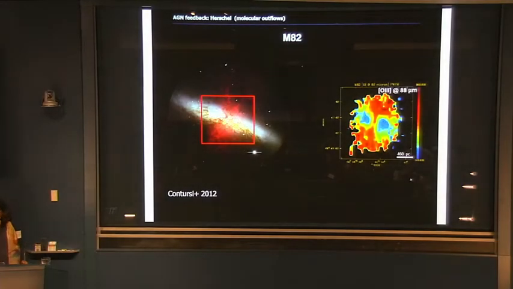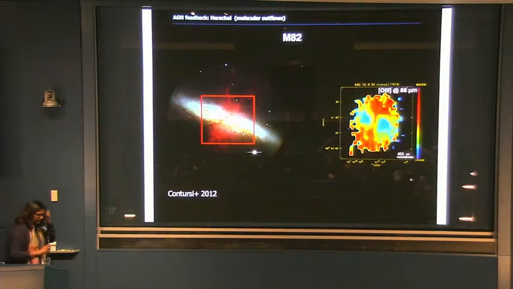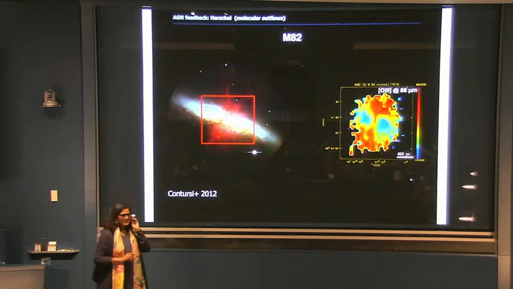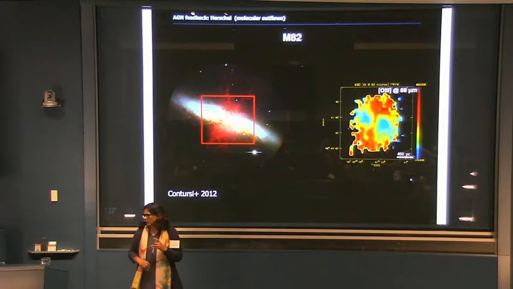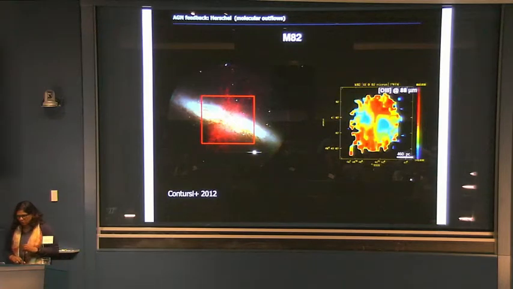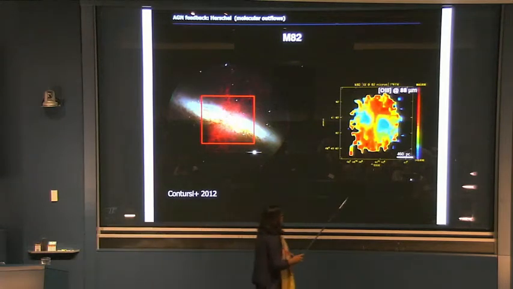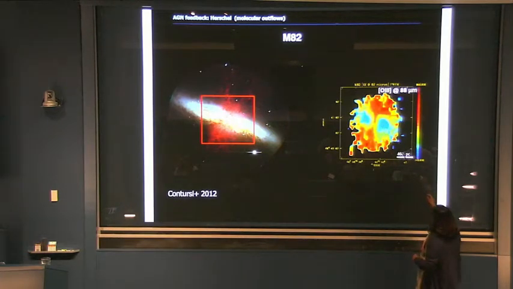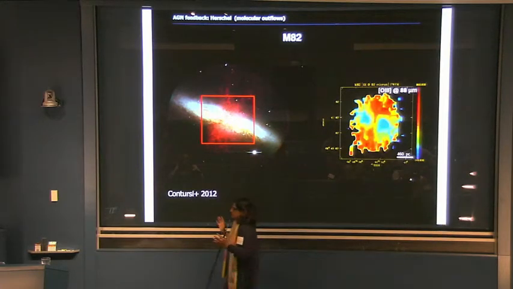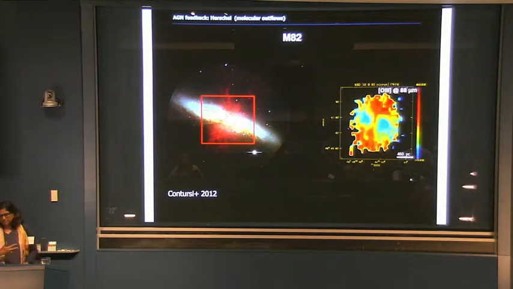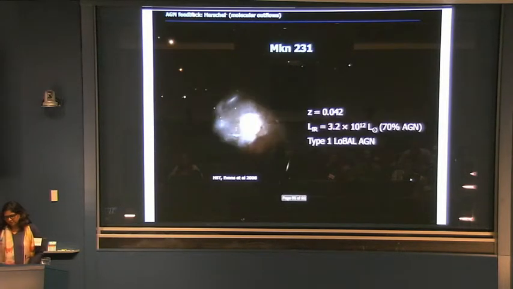So let me just quickly show you what we argue are observational features that are explained by this simple model. This is data of M82, where you see the O3 emission. And what you are seeing here is about 400 kpc. The models that we have been able to push out go out to a few kpc. So the attempt is to use our energy-driven outflow models to try and explain this, and Contursi and collaborators have tried to do that.